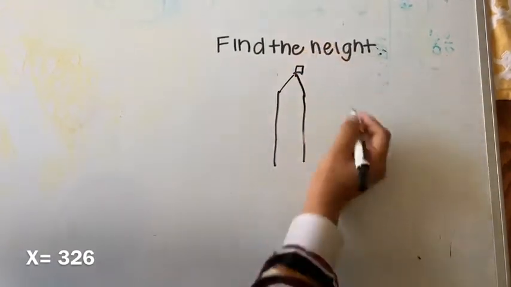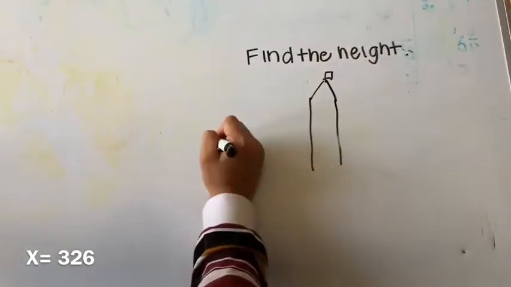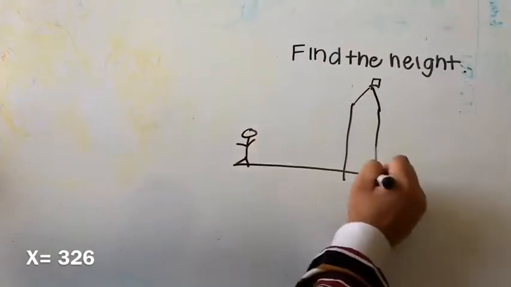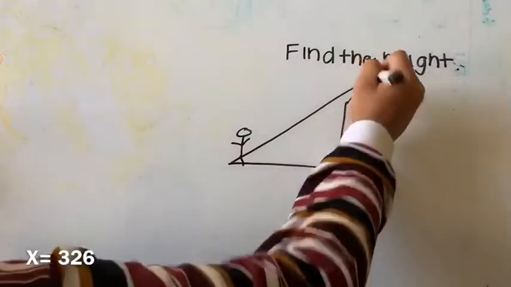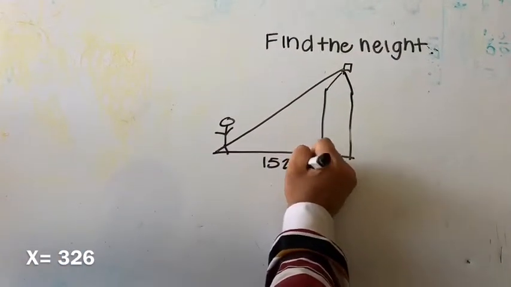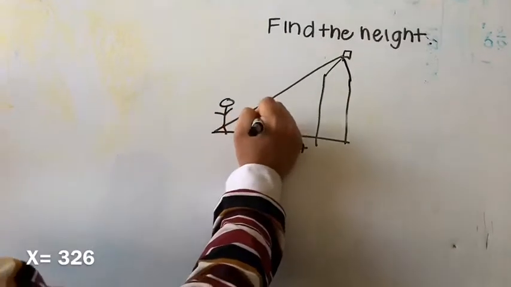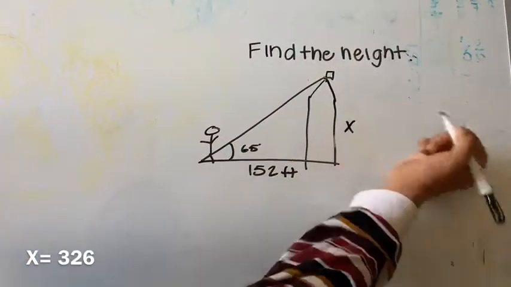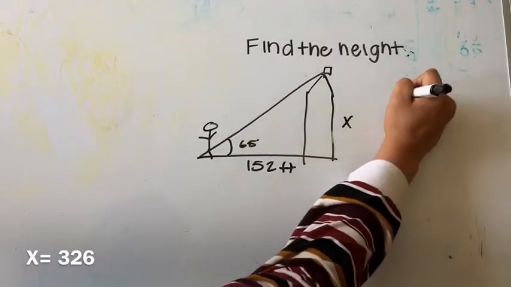First, I like to draw out the picture because I like to have the visual image in my head. So I draw the tower and I draw Gilbert and I connect the lines so I can see the triangle. I then label 152 feet because that's how far away Gilbert is standing from the base, and then I label the degrees that were given, 65 degrees. I also have to label x because that's what I'm trying to find.